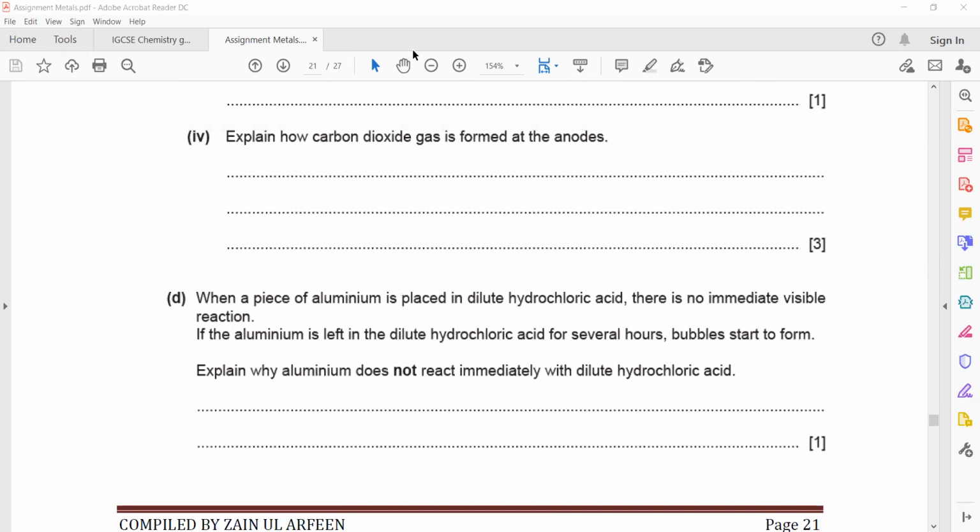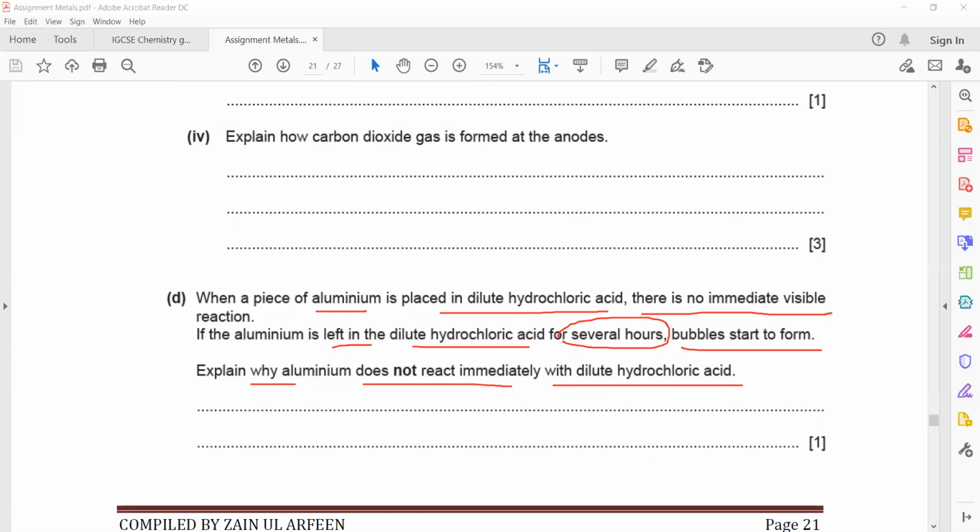Next question. When a piece of aluminium is placed in dilute hydrochloric acid, there is no immediate visible reaction, like we don't see a reaction occur. But if aluminium is left in dilute hydrochloric acid for several hours, bubbles start to form. Explain why aluminium does not react immediately with dilute hydrochloric acid. What could be the reason why there was no immediate reaction? Like you don't observe bubbles being given off.